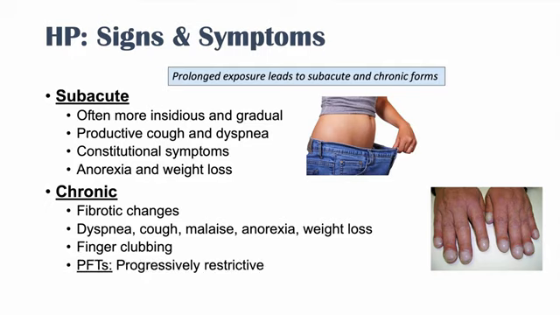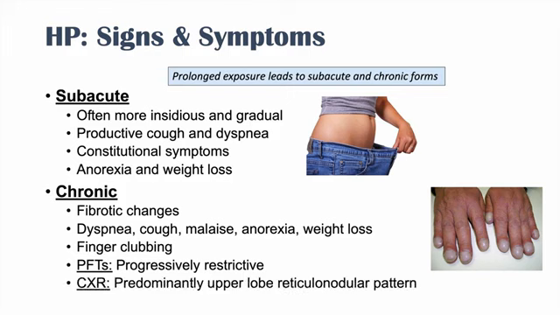And if they were to do pulmonary function tests or PFTs, it would show a progressively restrictive pattern. And a chest x-ray that is done on these individuals can show predominantly upper lobe reticulonodular pattern. So before this, in the acute and subacute stages, chest x-rays might show something, but oftentimes they are normal. So they look like they have a flu-like illness, but the chest x-ray looks normal, so it doesn't look like pneumonia. But as this condition gets worse and it becomes more chronic, they start to have that reticulonodular pattern in their upper lobes.